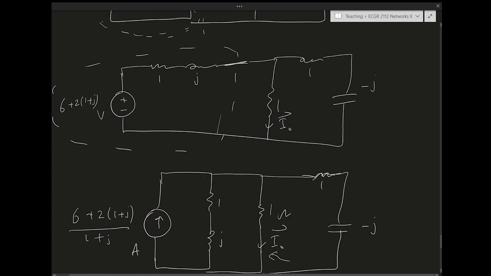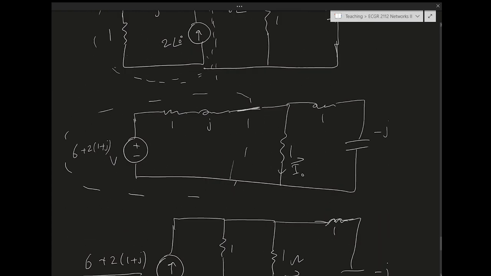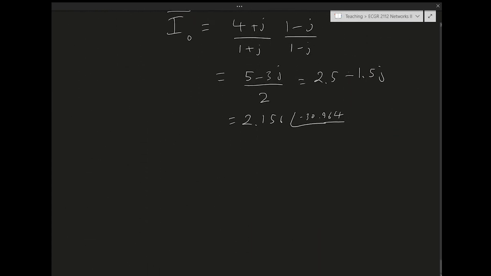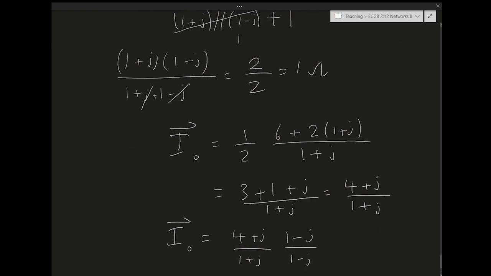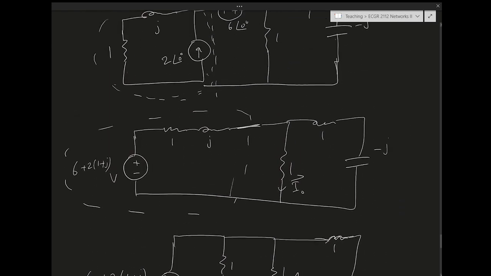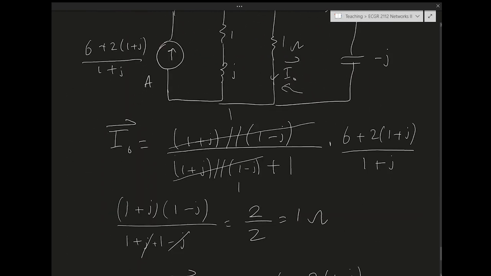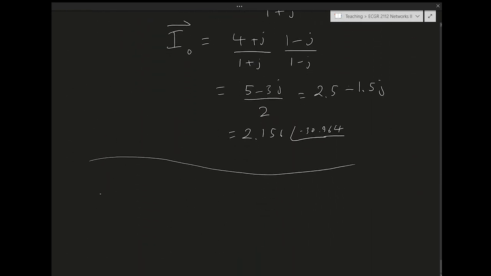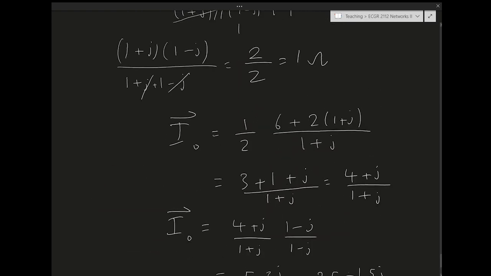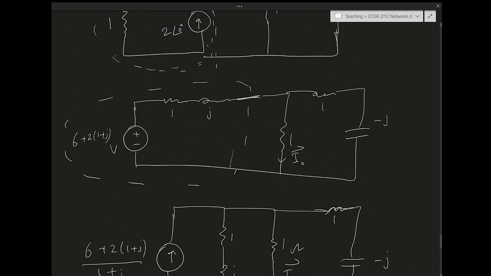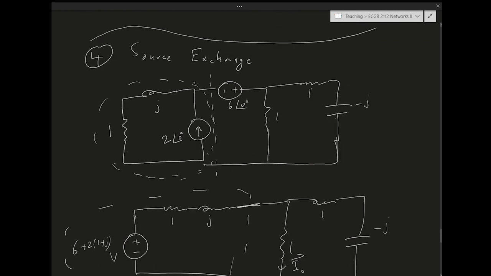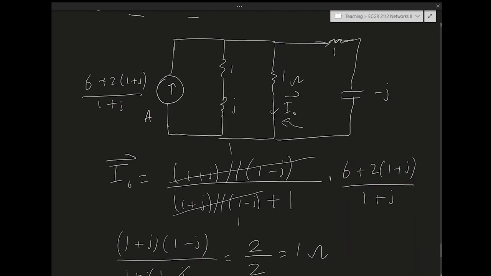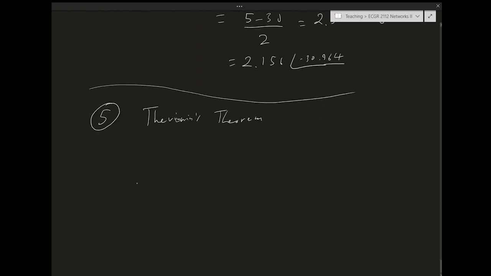The next method has to do with Thevenin's theorem. So this is method 4, and then 5, 6. So method 5, which is the Thevenin theorem. And how do we do that? So let me draw the circuit again. So I have 1, J, 1 minus J, and then 1, and then 2 and 6. By now I memorized the circuit.